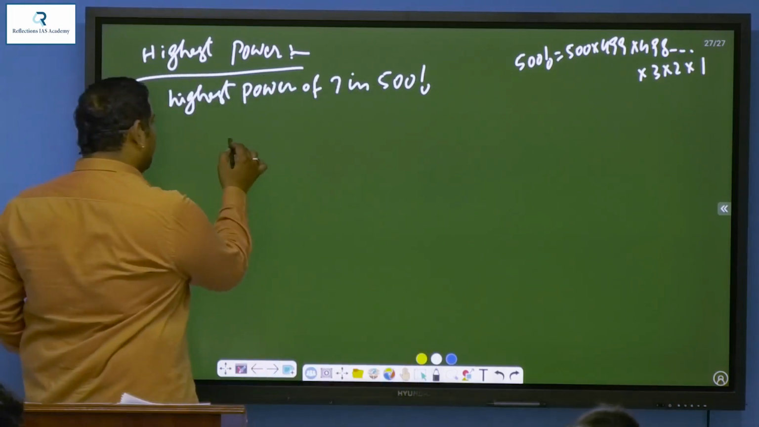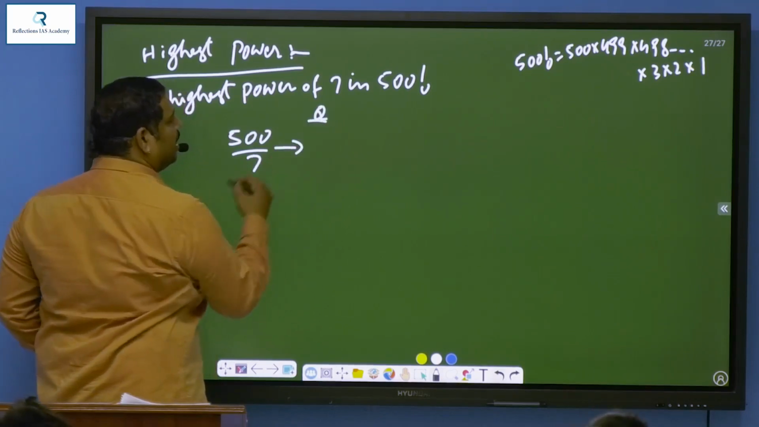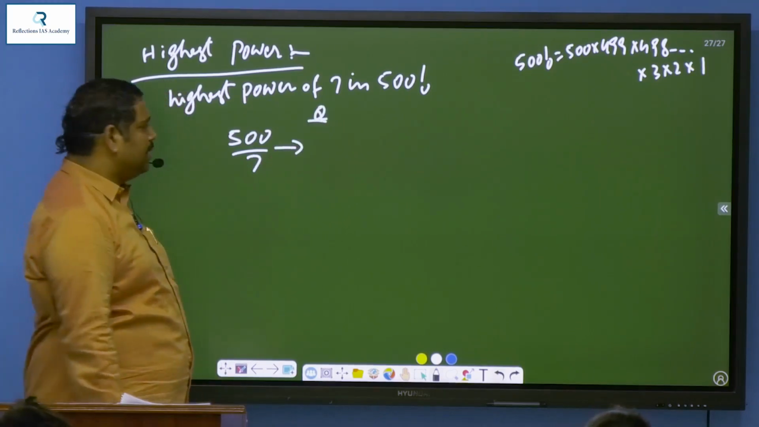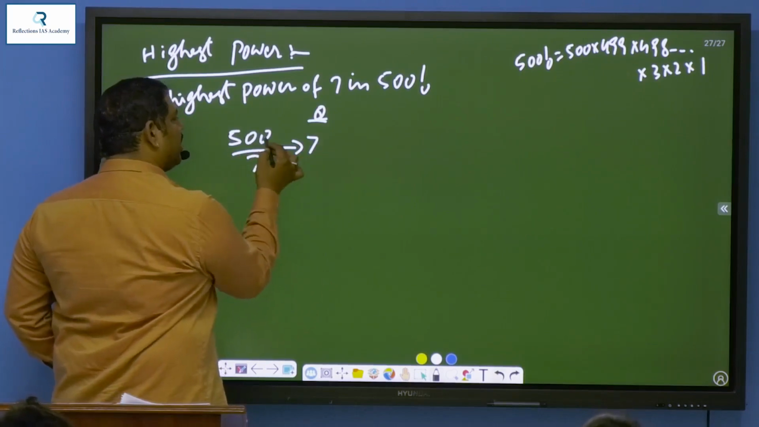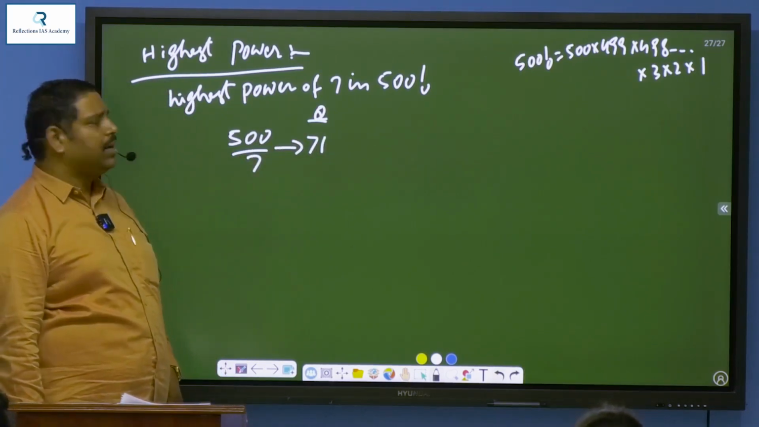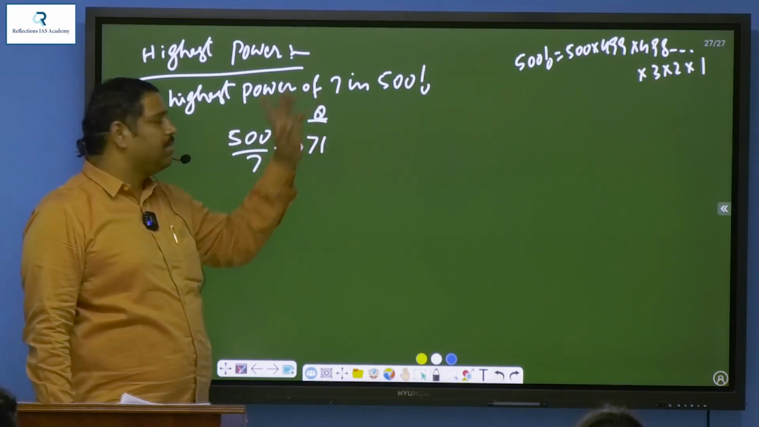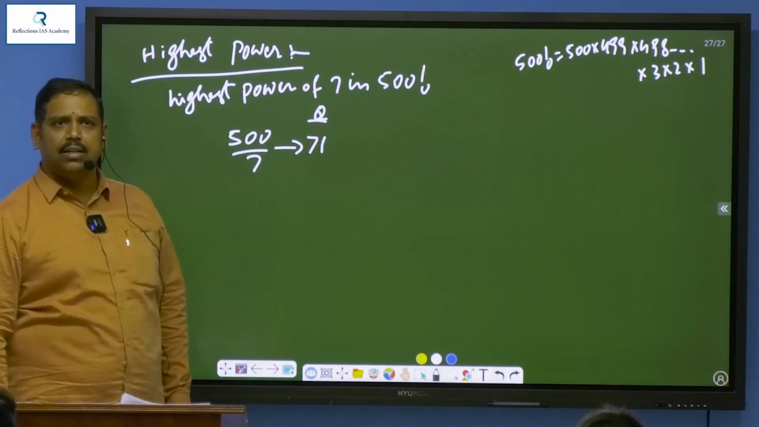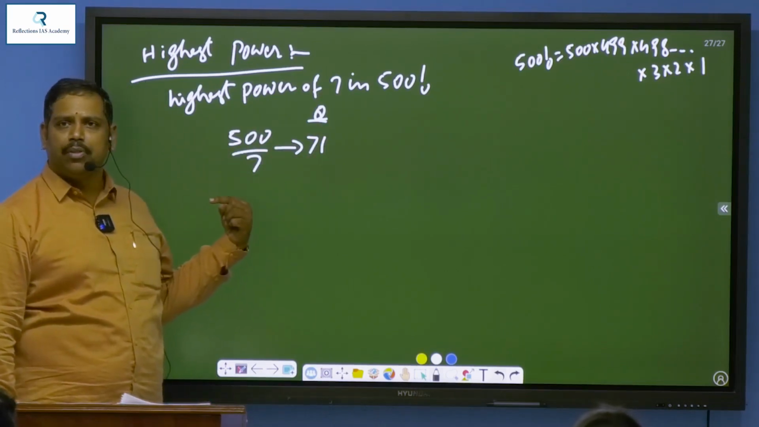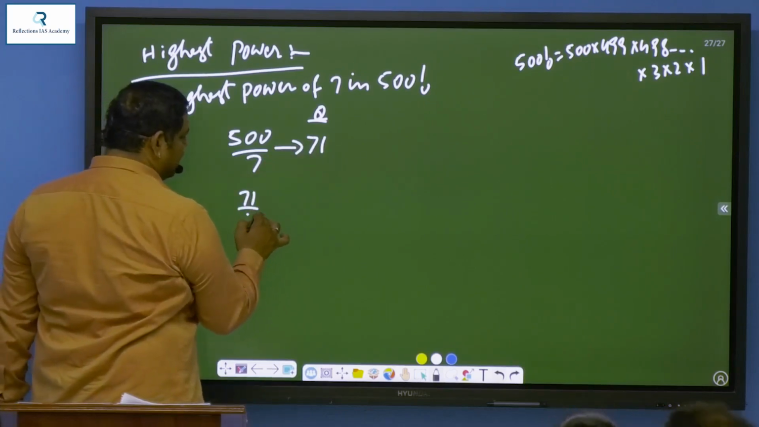So 500 by 7, do it, and consider the quotient. What do you have to consider? The quotient. 7 sevens are 49, 10 means 7 ones. Stop there. 71. Then he is asking about the highest power of 7, right? The quotient should be less than 7. If it is not less, then repeat the procedure. Repeat means this 71 by 7.